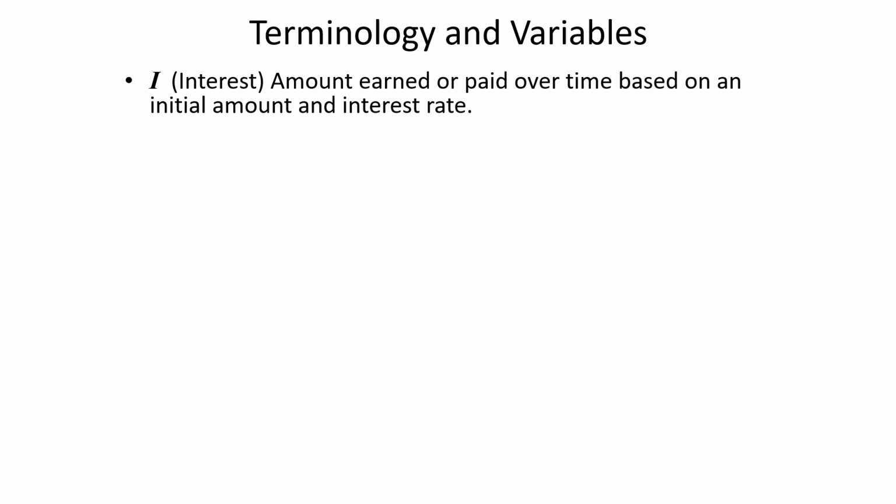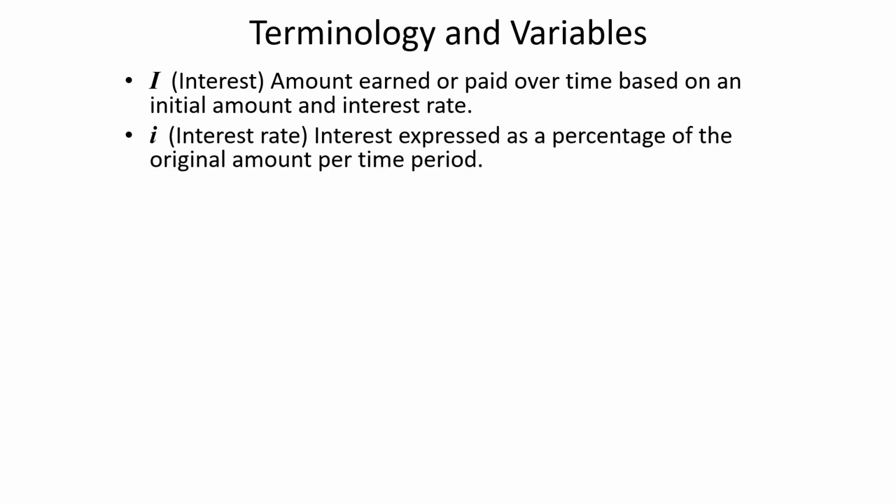So the capital I means the interest amount. And so this could be how much you've earned or how much you have to pay over time based on the initial amount that was borrowed or loaned, and then an interest rate. But the capital I isn't referring to a percentage. It's referring to an amount, meaning how many dollars.